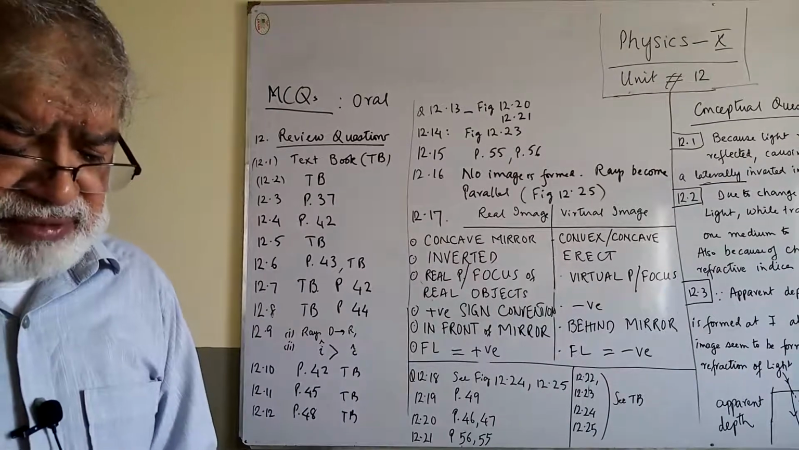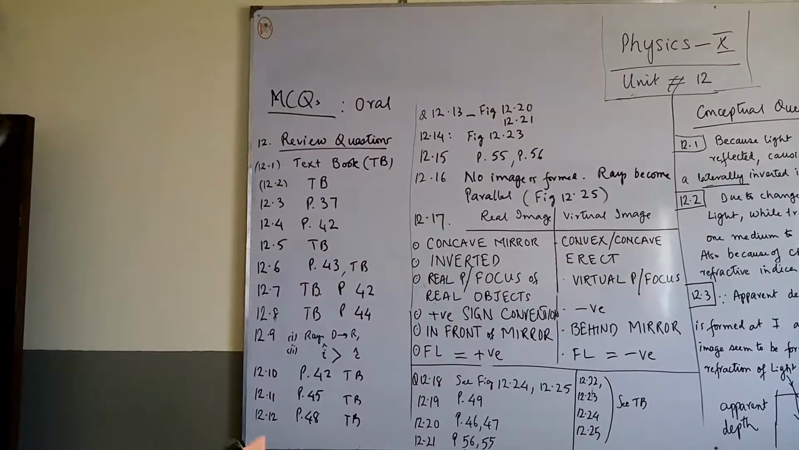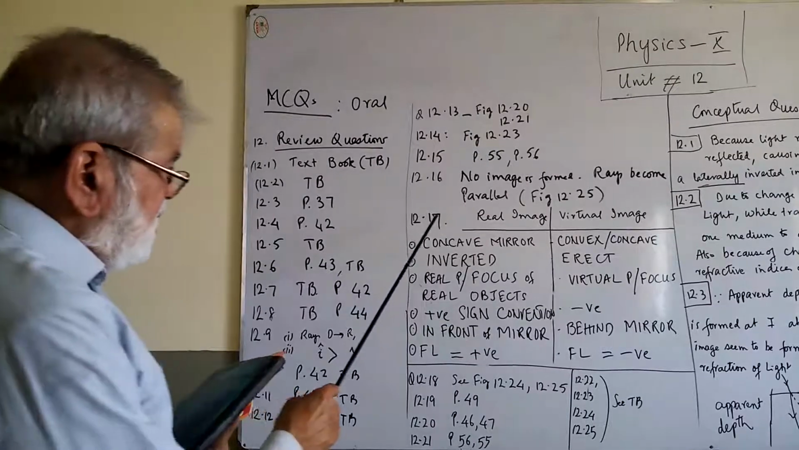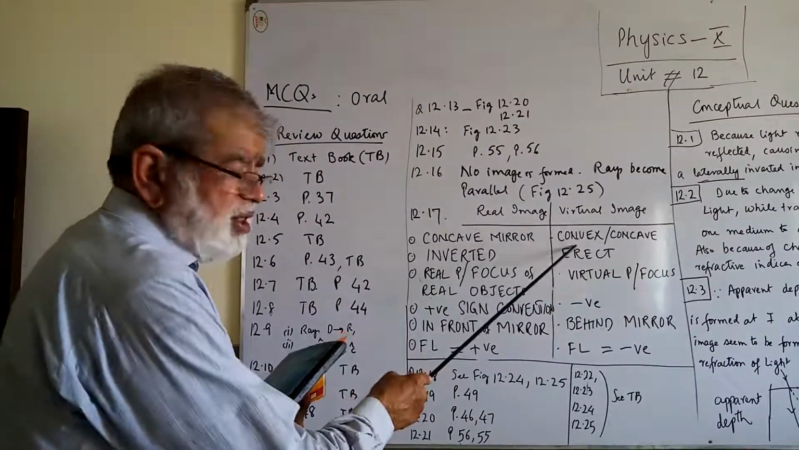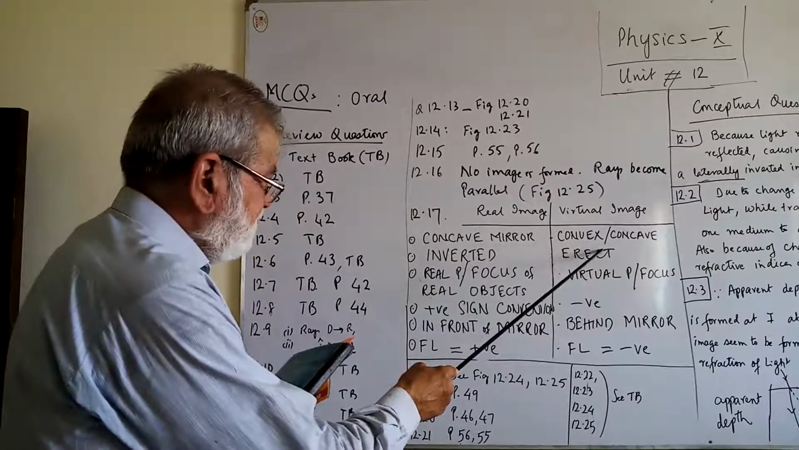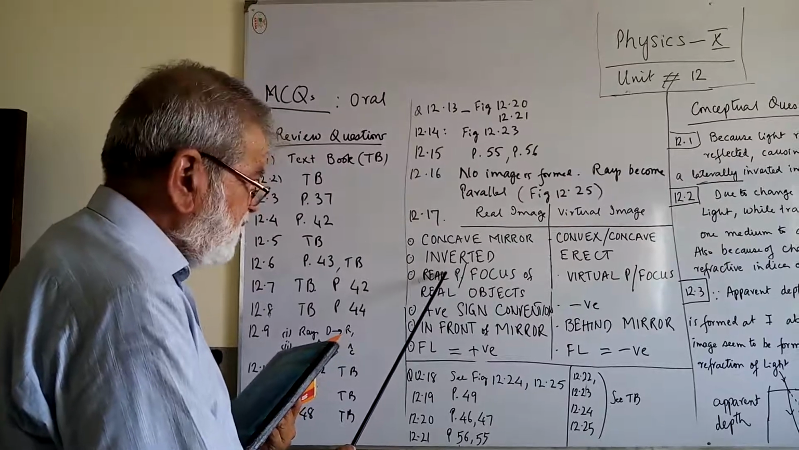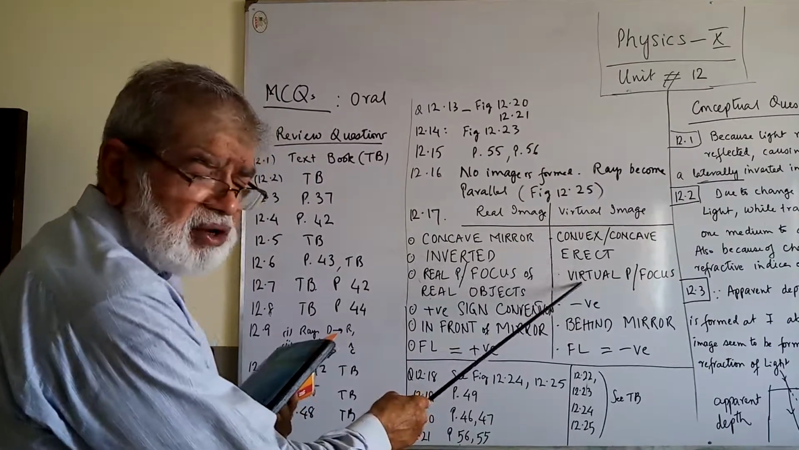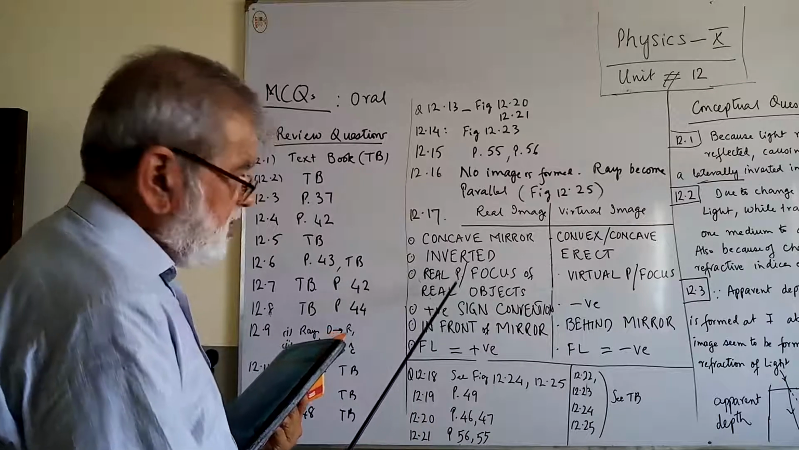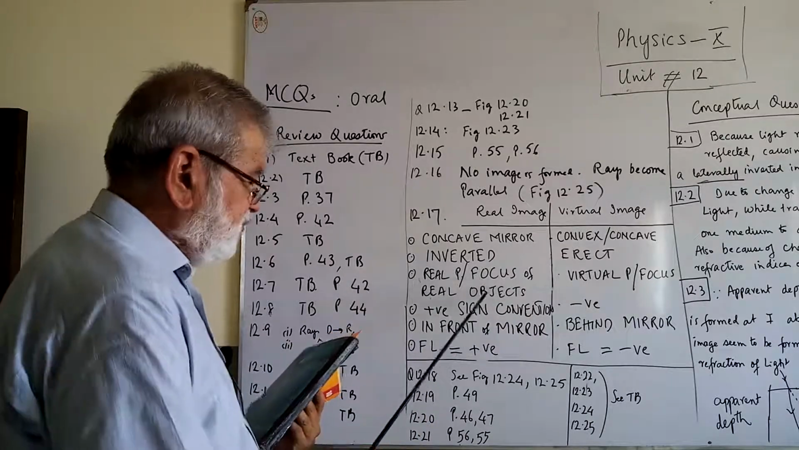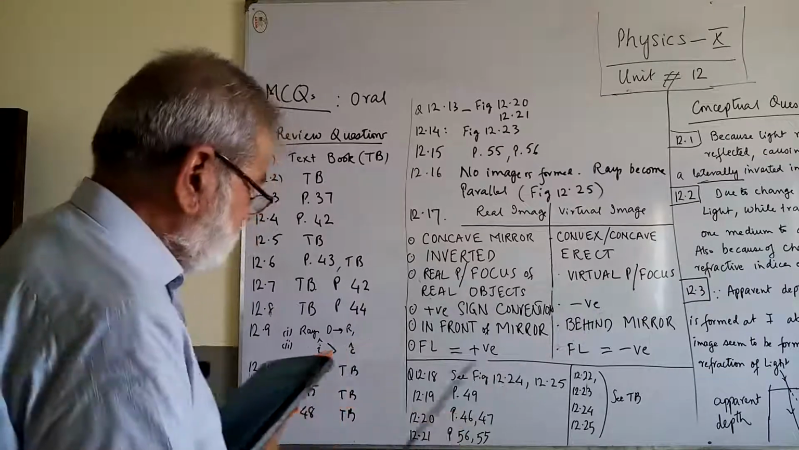What is the difference between real and virtual images? Now this is question number 12.17. A real image is always formed by a concave mirror and a virtual image is formed by a convex or concave. A real image is always inverted and a virtual image is always erect. A real image is formed at the principal focus of a real object. It is formed at the virtual principal focus.